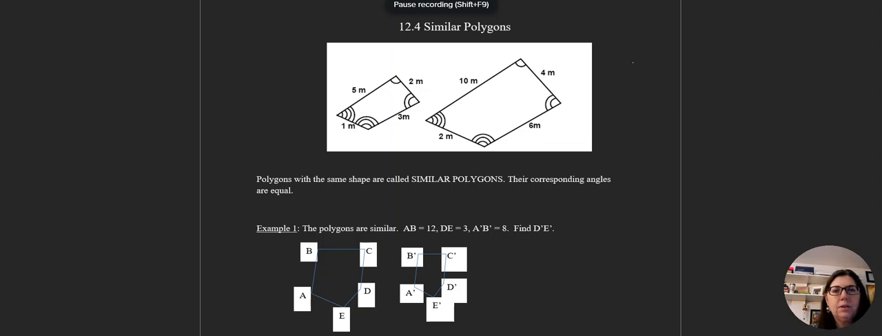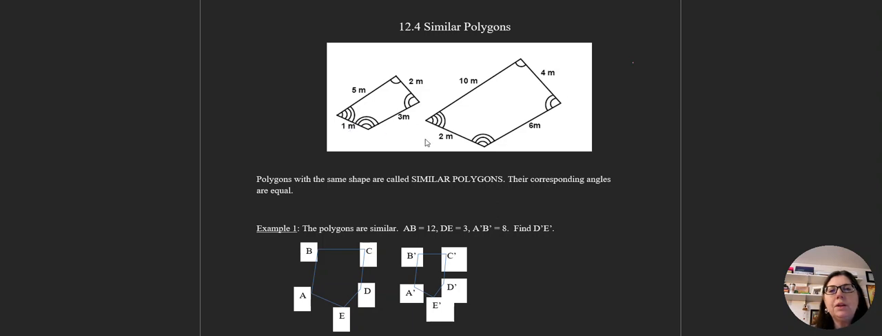So similar polygons are polygons that are the same shape, and all of their angles are exactly the same. The only difference is they're really just scaled versions of each other. So one's a little bit smaller, a little bit bigger. Other than that, they are identical. So in this example right here, I have two quadrilaterals. The one on the left is a little bit smaller than the one on the right.